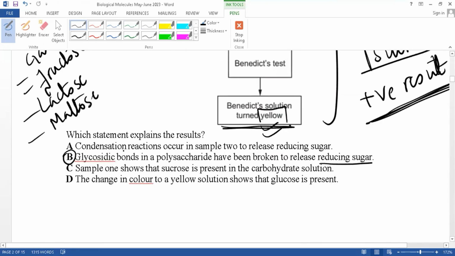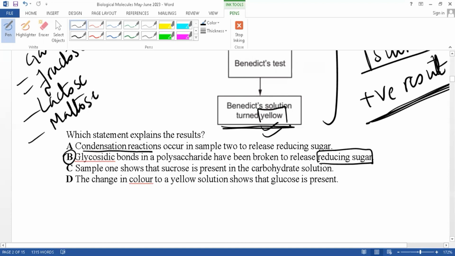So here condensation is not happening, here hydrolysis is happening. So if it had said hydrolysis, it would have been correct, but they are saying condensation, in which things join, they don't break. Here the glycosidic bond is breaking and reducing sugar is being released, which is giving you the yellow color. So B is the correct option.